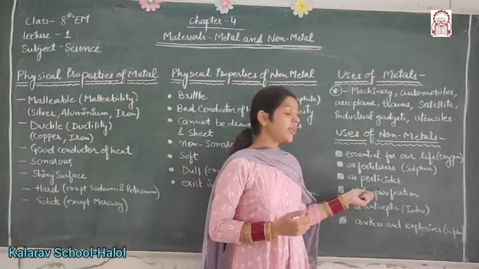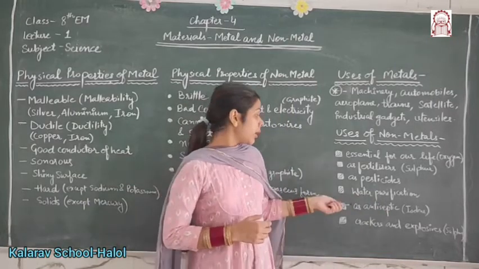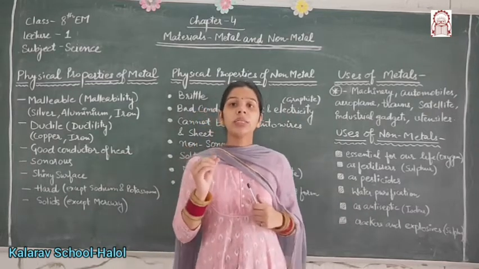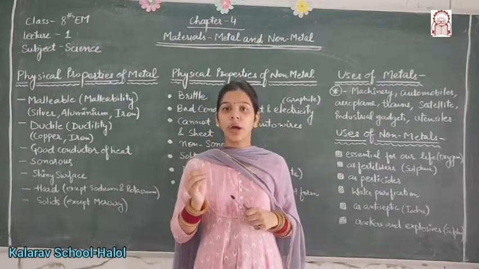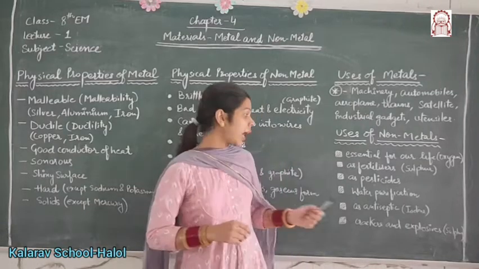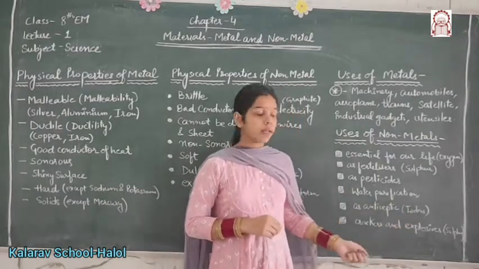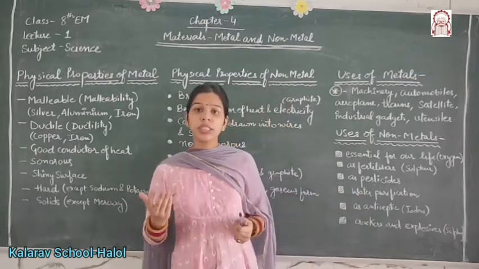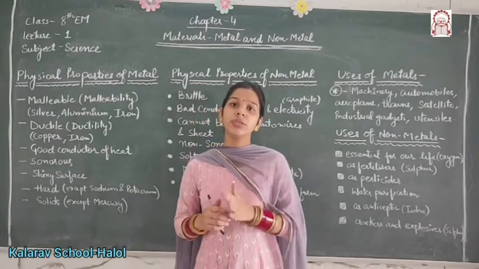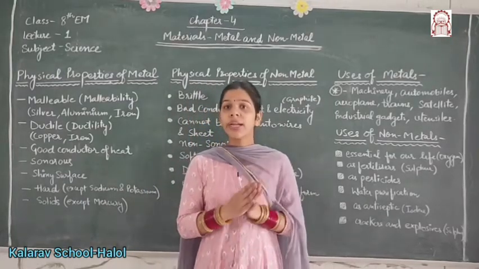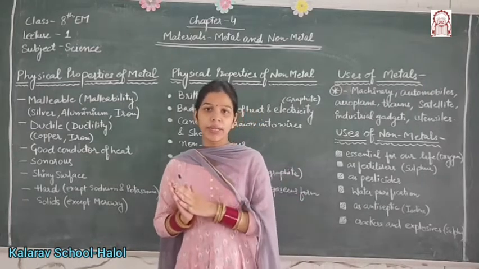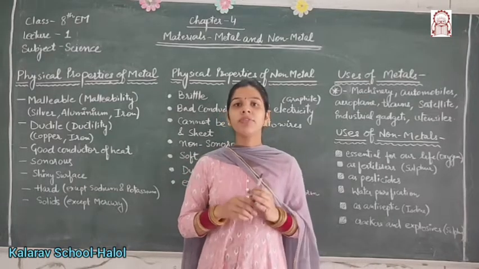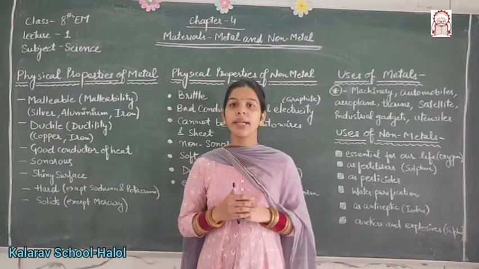Some non-metals are used in water purification processes. Next, some non-metals are used as antiseptic. As you see, a purple color solution is used to apply on your wounds. That purple color solution is called iodine. So, iodine is a non-metal. Next, sulfur is also used in crackers, fireworks and explosive products. So, that's why sulfur is used in day-to-day life. So, there are vast variety of uses of metals as well as non-metals which are very important for our day-to-day life. Here I have completed the physical properties and uses of metals and non-metals.